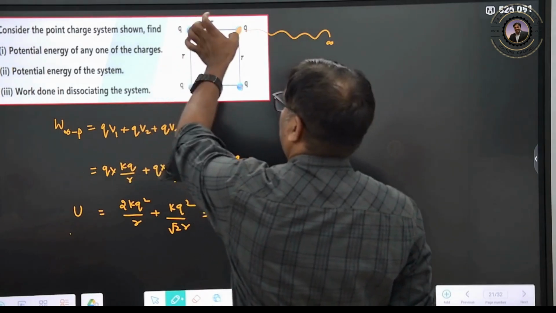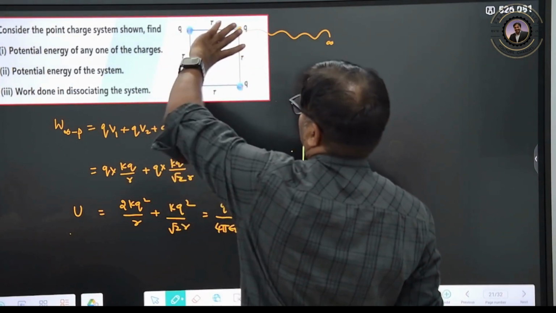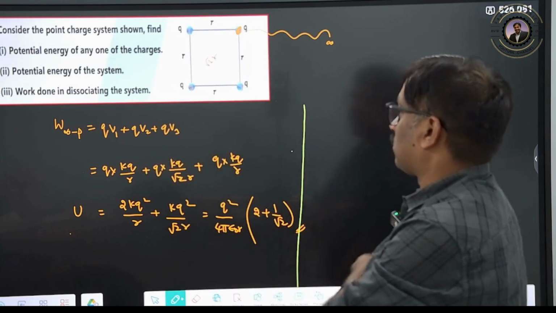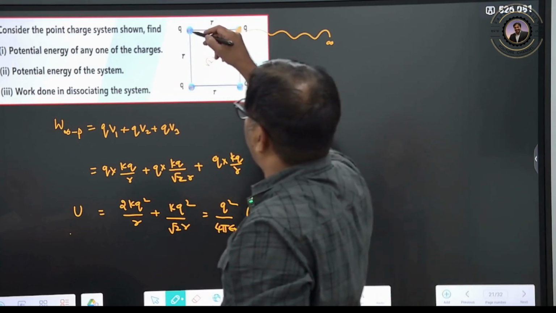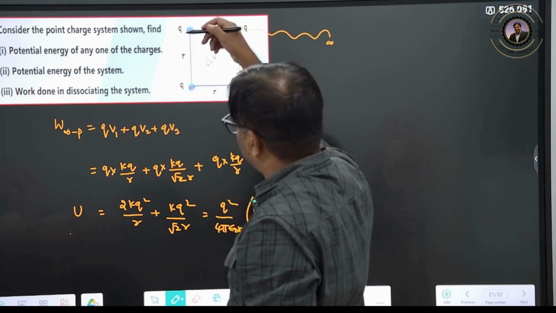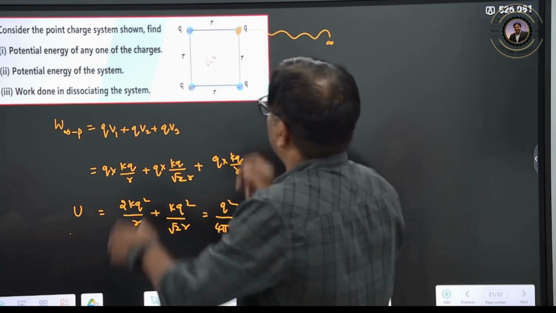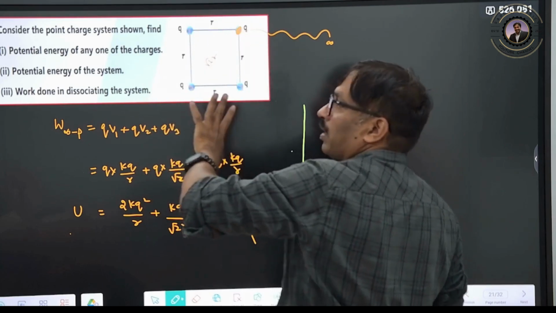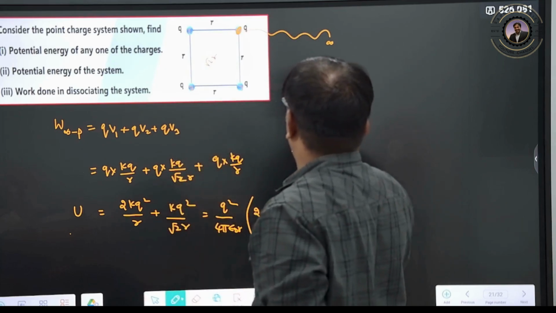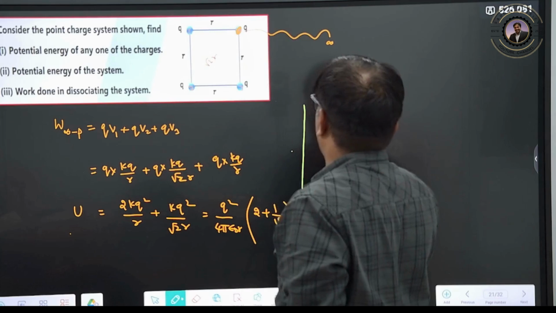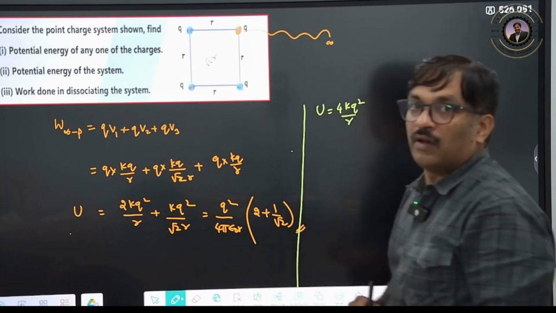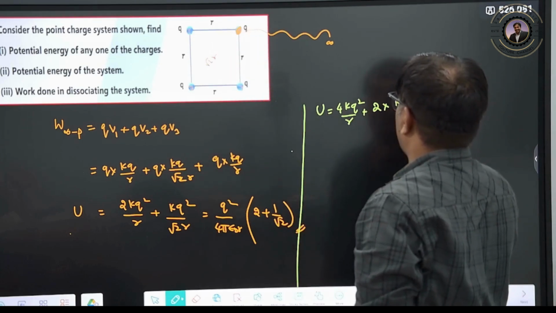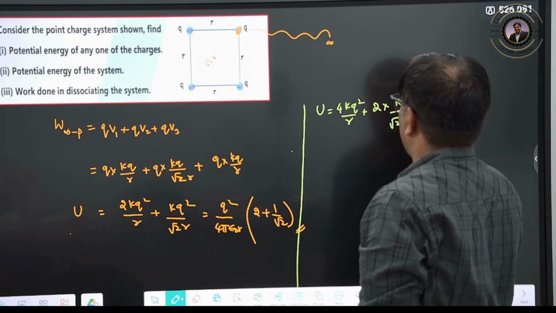This one has 2, 3, 4, and this one 4, 5, 6. Totally 6 combinations are possible. Clear? Here, 4 combinations are the same: same charge, same distance. So these 4 combinations are equal. Therefore the potential energy is 4KQ square by R because of these. Due to the other 2 combinations, it is 2KQ square by root 2 into R.